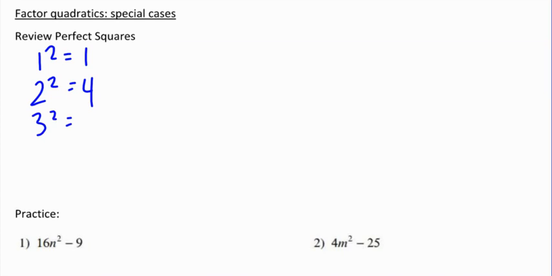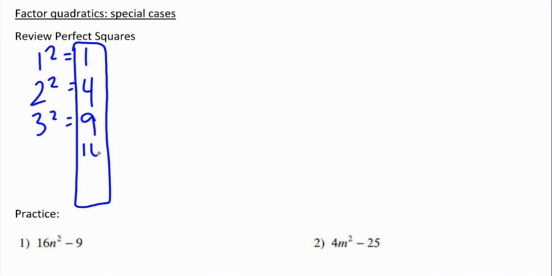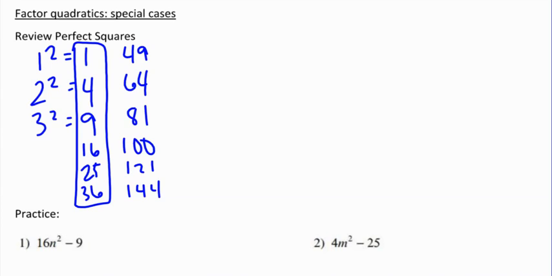3 squared being 9. So this list here, if we were to continue, is my list of perfect squares. So 16 is 4 squared, 25, 36. I'll just make the list a little quick here. 49, 64, 8 times 8. 9 times 9 is 81. 10 times 10, 100. 11 times 11, 121. 12 times 12, 144. These are all our perfect squares.